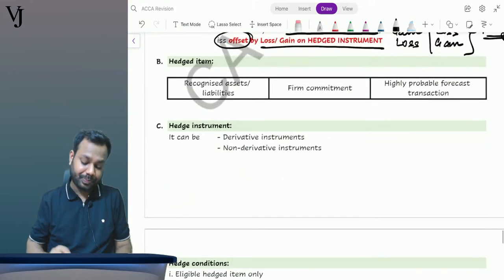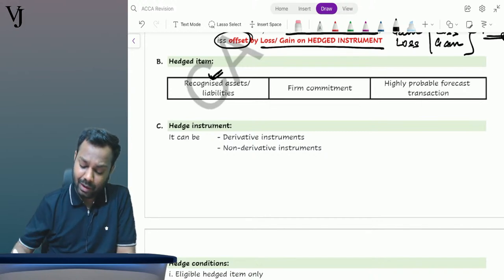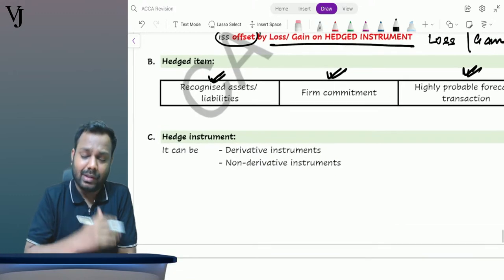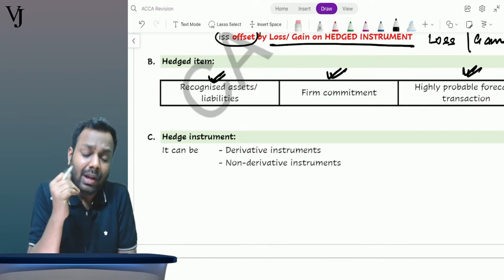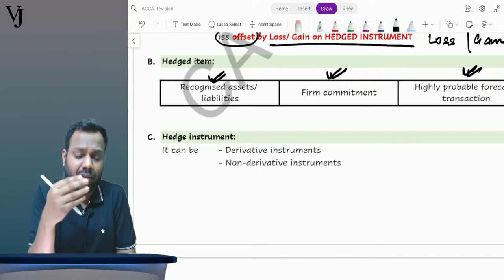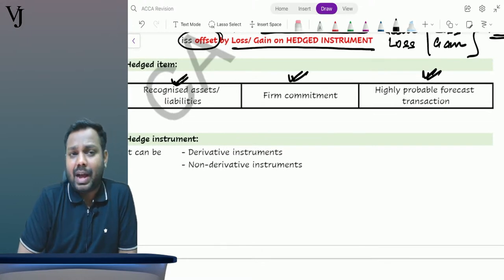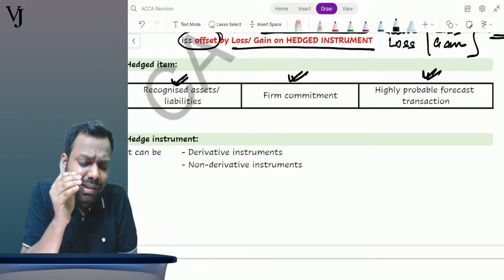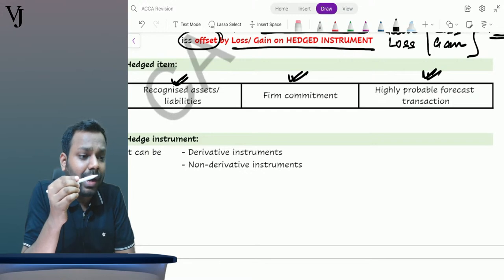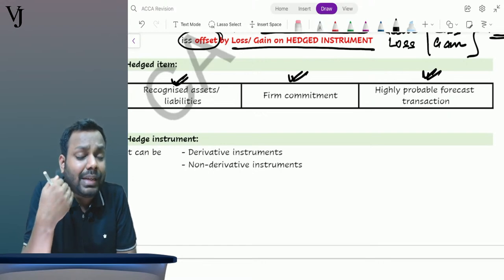Now what is the meaning of hedged item? A hedged item can be of three types: recognized assets and liabilities, firm commitment, and highly probable forecast transaction. What is the meaning of recognized assets and liabilities? The assets or liabilities which are already recognized in the financial statements. For example, inventory, property, plant and equipment, investment properties, investment in equity shares. Or firm commitment: it is not recognized in my financial statements, but I have entered into a contract, and this contract is non-cancelable. Basically, I cannot cancel this contract. I am bound to execute this contract.